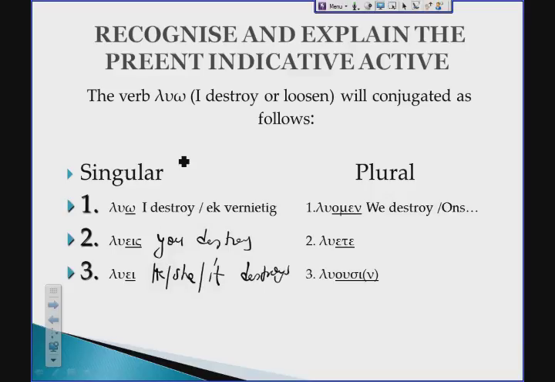And then luete. The second person plural is like you all. If you're from the south of the States, y'all. But you're talking about plural here. Exactly, plural, you all. In English and Afrikaans, that is correct. And then in the third person, luosin, they destroy. Okay. Thank you for your question. Wonderful. It makes it so clear. Thank you so much.